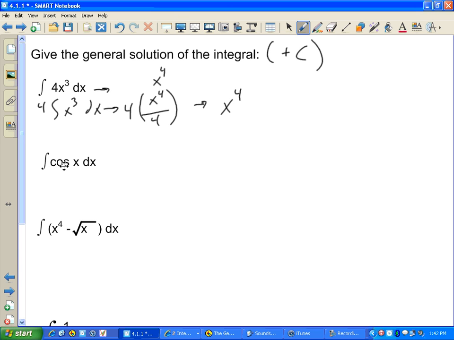The integral of cosine of x, so what do you take the derivative of to get cosine of x? You take the derivative of sine of x. Okay, so you need plus c, you always need a big plus c because we're doing general solutions.